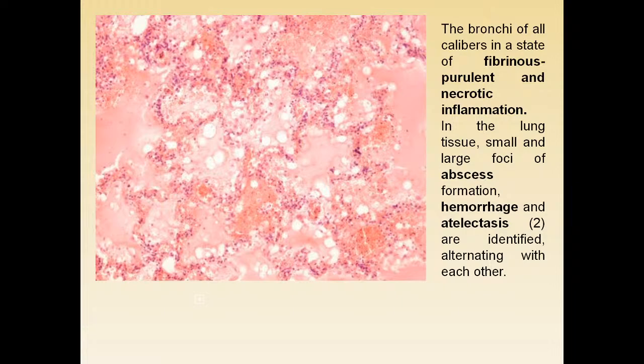Microscopically in the lung, next picture, histological picture. You can see fibrinous purulent and necrotic inflammation, with localization of exudate in the bronchus and alveoli. Damage to the bronchus and alveoli, accumulations of exudate.